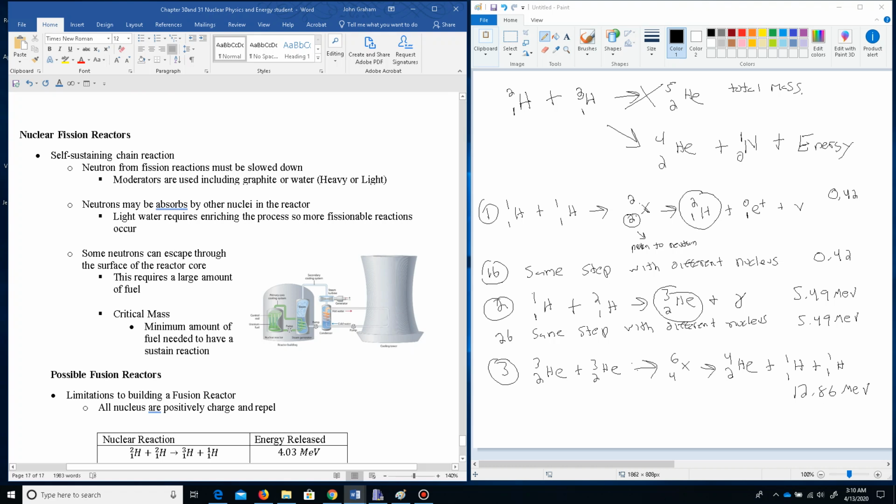Some neutrons can escape through the surface of the reactor core, so this requires a large amount of fuel because you're going to have some loss there. And the critical mass is the minimum amount of fuel needed to sustain the reaction. So the lowest amount of fuel you need to keep this reaction going and not dying out.